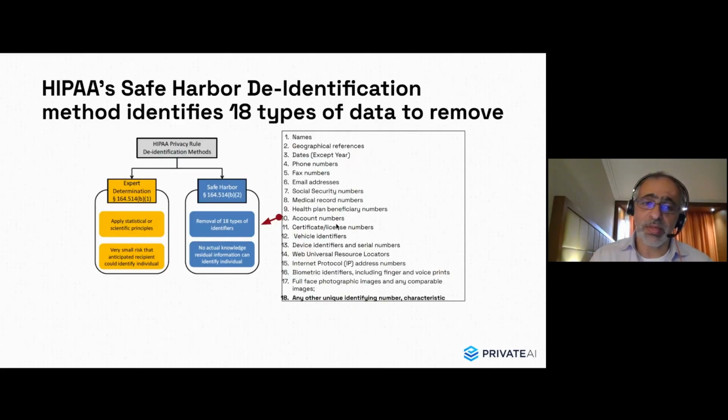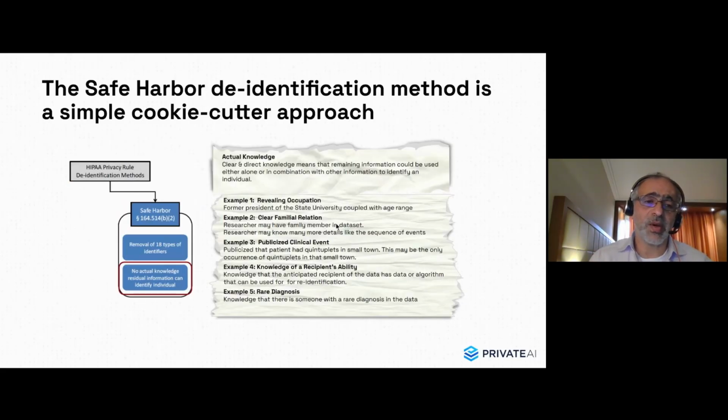And then the second requirement under safe harbor is that no actual knowledge that any residual information can identify an individual in the data set. And this essentially means that there's no obvious way in the data that someone can be re-identified. If you look at example 1, if it identifies the occupation of a patient as the former president of the state university, then you immediately know who that is. So that's actual knowledge about an individual that would result in their re-identification.